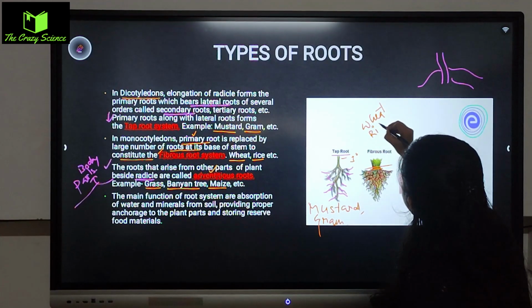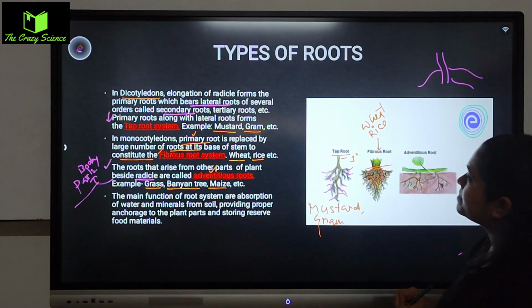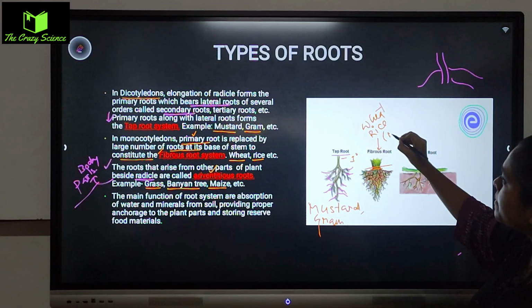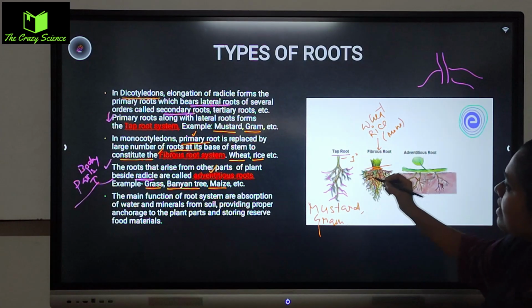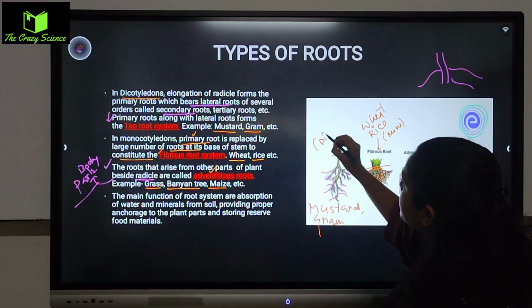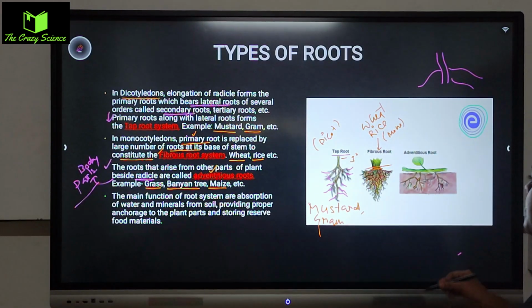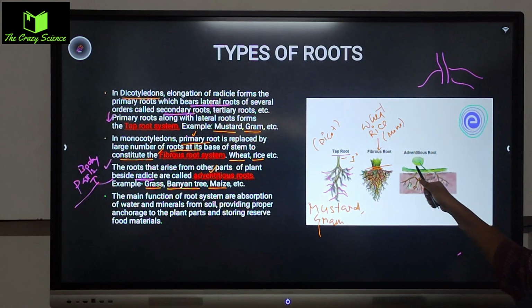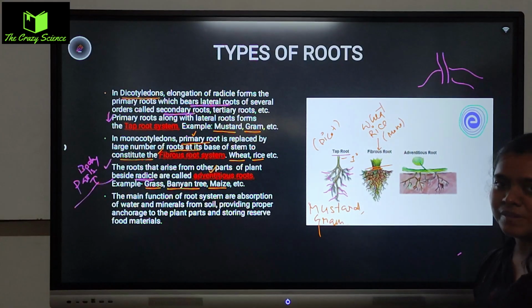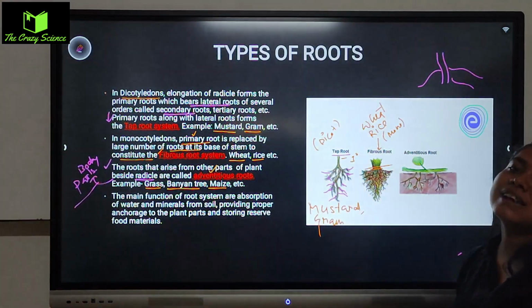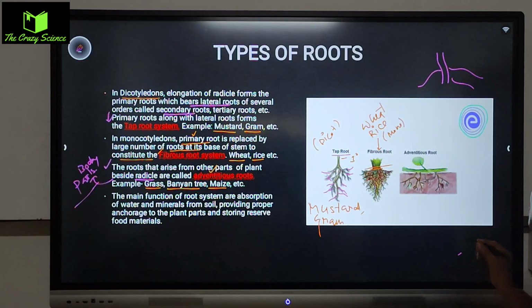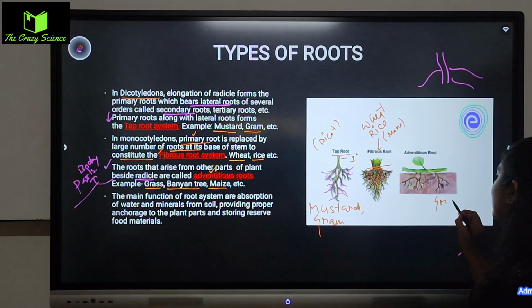rice, this is fibrous, and it was monocot. Okay, and this was dicot. And in this adventitious root you can see from the main branch, from a body part, another type of root is emerging. This is called adventitious, and you will see it in the grass family.